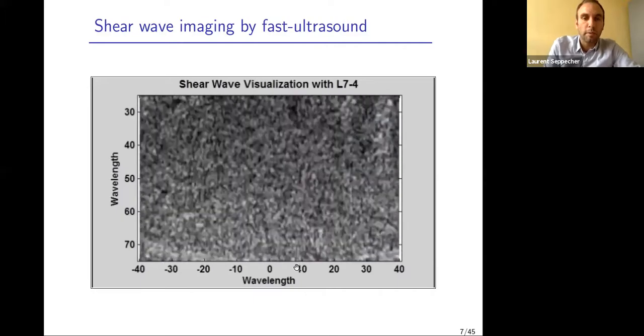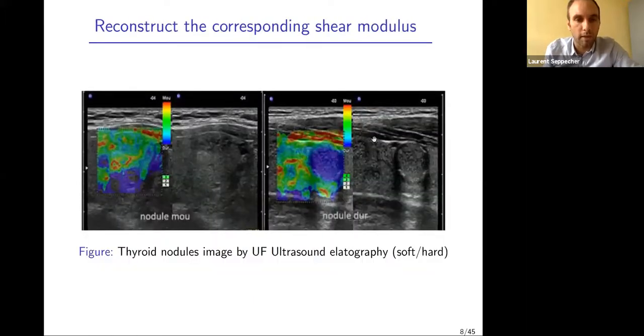Some people do that, and for example, this is an image you can get from this technique. This is a real image of a thyroid nodule. You see the difference between a soft one on the left and a hard one on the right. And you can distinguish the shear modulus using this speed of wavefront, which is very interesting.